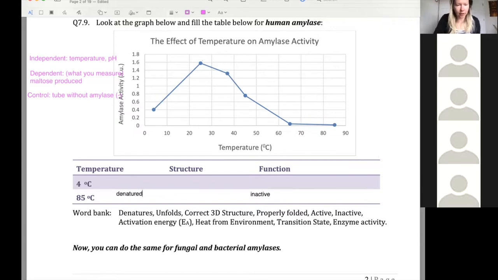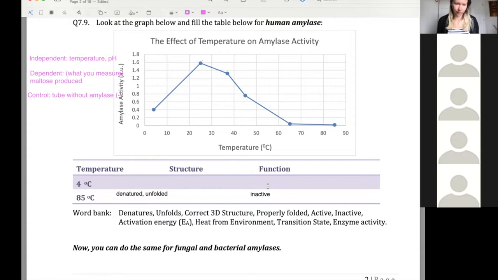Denatured. Exactly, denatured. We can also say it's unfolded. So it has just completely, basically melted apart. It's gotten so hot that all of those special bonds holding it together have been destroyed. And that's why it has no activity. So what about at 4 degrees? So at this end of the graph, what can we say about the function and the structure of this enzyme?